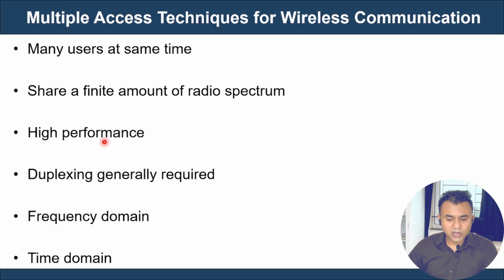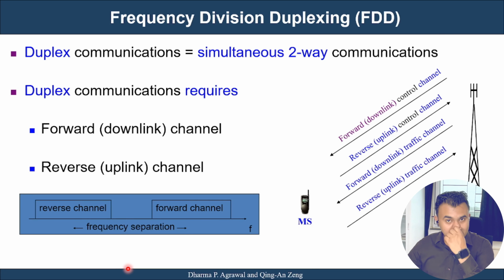To do that, generally we have to do duplexing in either the time domain or the frequency domain. These were the traditional approaches, right? So we'll go through some of the basic methods first because they are essential to understand the advanced methods. We will first cover frequency division duplexing.